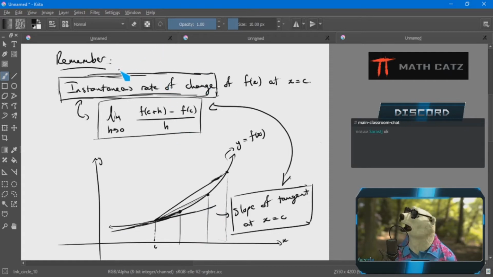So we are going to give this a new name, and that name is going to be the derivative of the function.